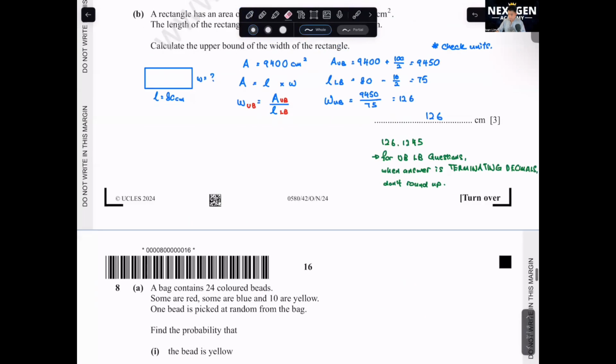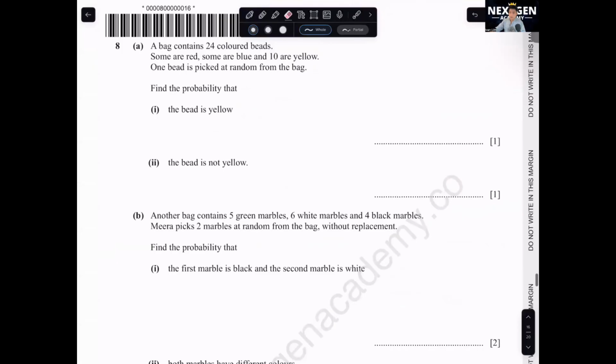Okay, number 8. A bag contains 24 colored beads. Some are red, some are blue, 10 are yellow. One bead is picked at random from the bag. Find the probability that the bead is yellow. Okay, this is a probability question. Yellow, 10. So 10 over 24, which I can simplify to 5 over 12. Bead is not yellow, we will take 1 minus 5 over 12, which is 7 over 12.